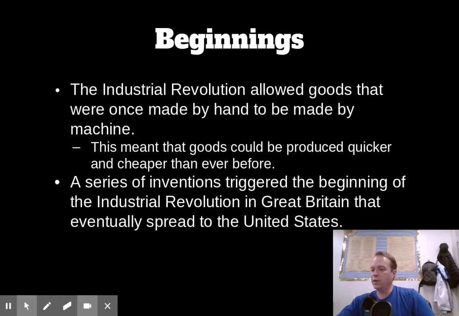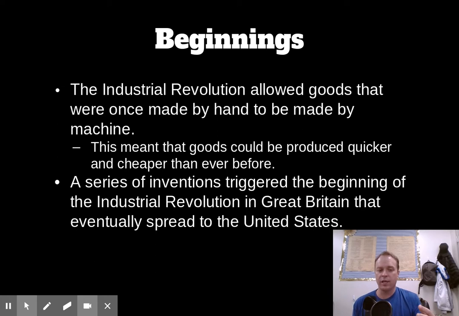Okay, so the Industrial Revolution, the beginning of it, is really going to be in allowing people to make products in factories instead of being made by hand. Prior to the Industrial Revolution, we have what's called the cottage industry. And the cottage industry is basically people are producing products that they need in their own homes. So, you know, if you need a shirt, you are going to make that shirt, or your mom is going to make the shirt for you, but you're not going to go to a store to buy that shirt.